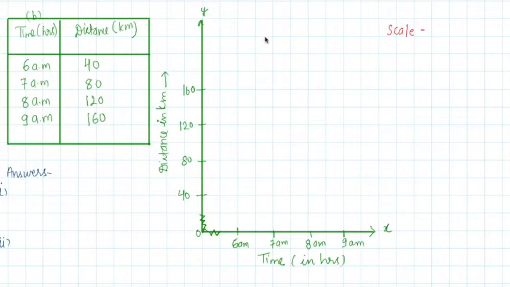In B part, it is the distance traveled by a car. So this is the time in hours given: 6 a.m., 7 a.m., 8 a.m. and 9 a.m. At 6 a.m. it covers a distance of 40 km. Now in another 1 hour it reaches 80 km, another 1 hour 120. So you see here, as the time is increasing, in the same proportion the distance is also increasing, 40 km per hour. So you have to show it on the graph again.